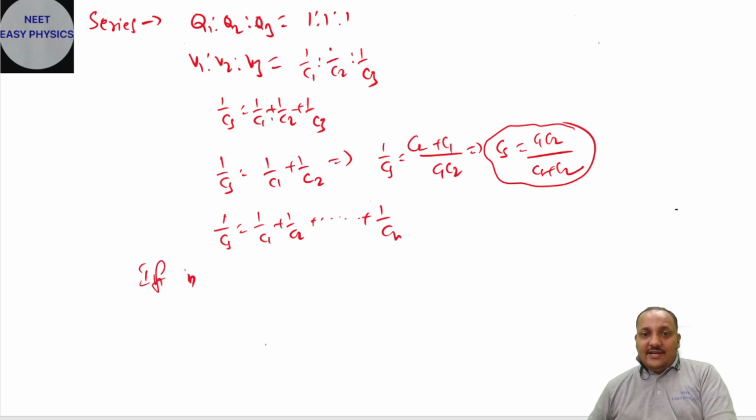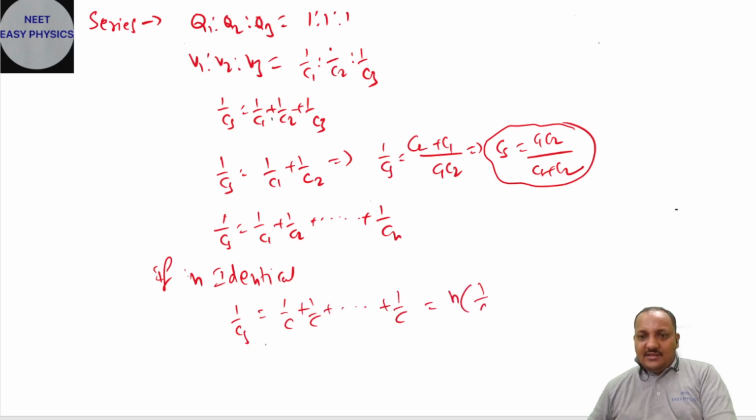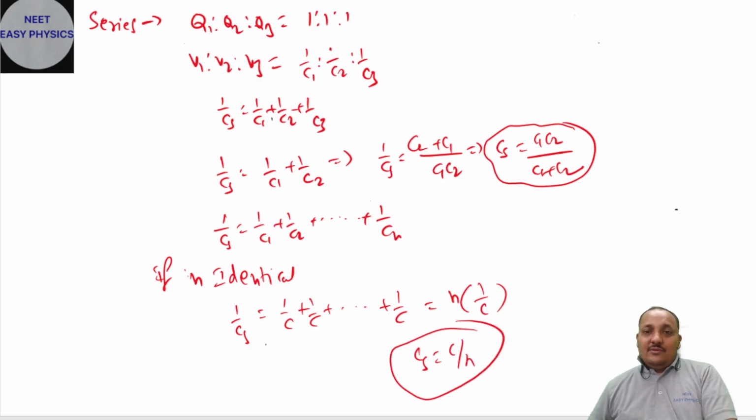If n identical capacitors, meaning the same capacitors, are connected, 1 by CS is 1 by C plus 1 by C and so on, 1 by C. How many 1 by C terms are there? N into 1 by C. Then what is CS? C by N. Like this you have to get.